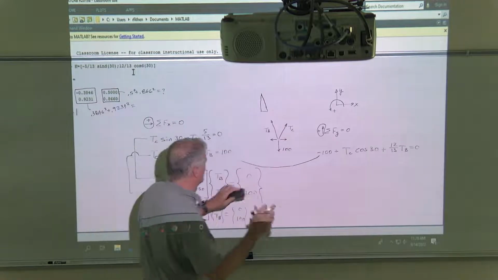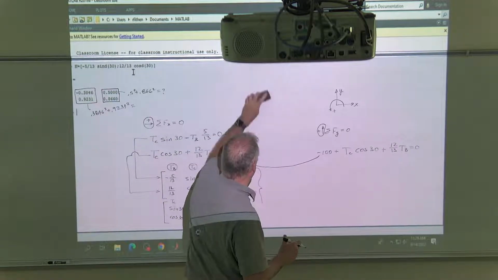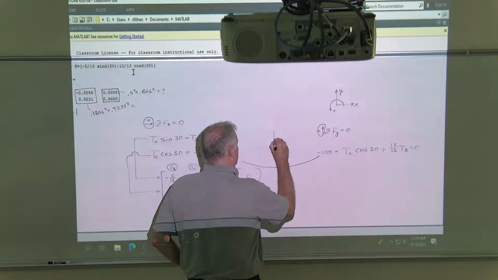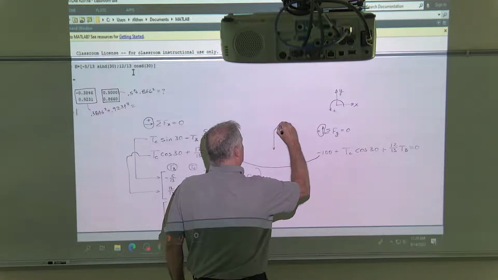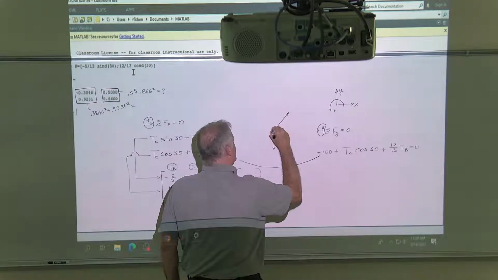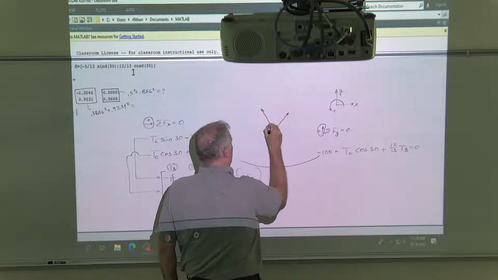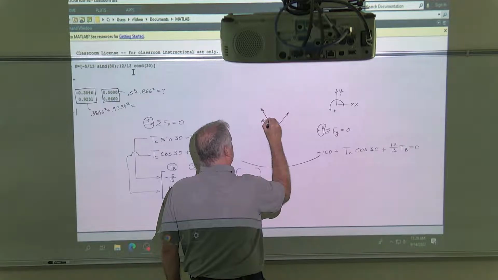Think about this. This is weird in a good way. I'm going to redraw this. So you had something, right? You were doing something that you were already doing before. This was 5, this was 12, and this was 13.